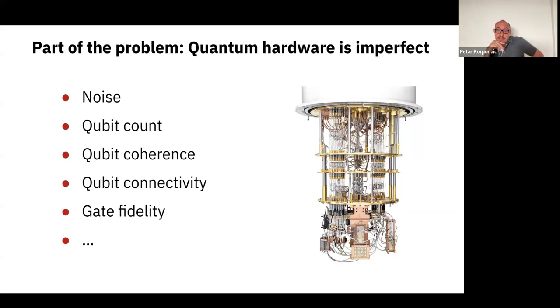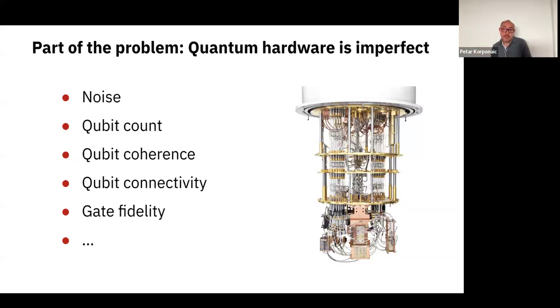We have gate fidelity. A gate is an instruction of a quantum computer, and when you perform some instruction, you expect that instruction really to happen, but it doesn't happen exactly as you ask the quantum computer. It produces some error. It produces something different than what you ask for. So there are multiple problems with quantum hardware, but quantum hardware is not the only problem. This is only part of the problem.